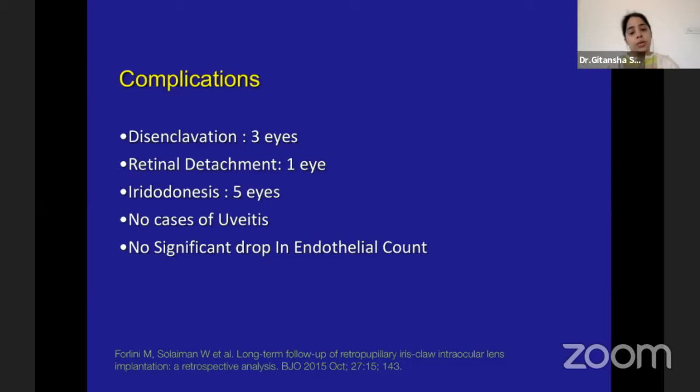Disenclavation was noted only in 3 eyes, of which 2 were post a minor trauma. Retinal detachment was seen in as few as 1 eye, which could be noted in any cohort with aphakia. One of the more common complications is iridodonesis or pseudophacodonesis, but these are not visually relevant complications. No cases of uveitis or any significant change in the endothelial cell counts were noted.